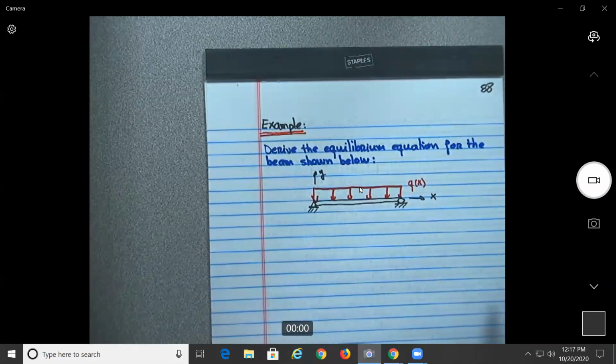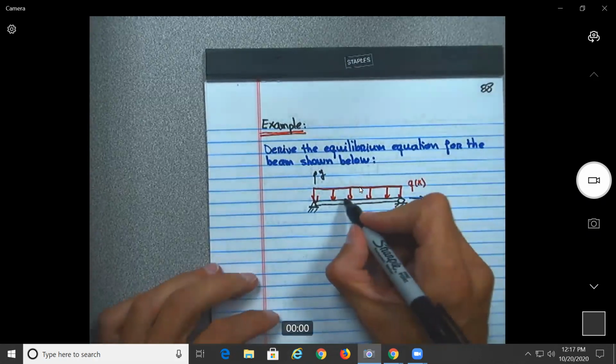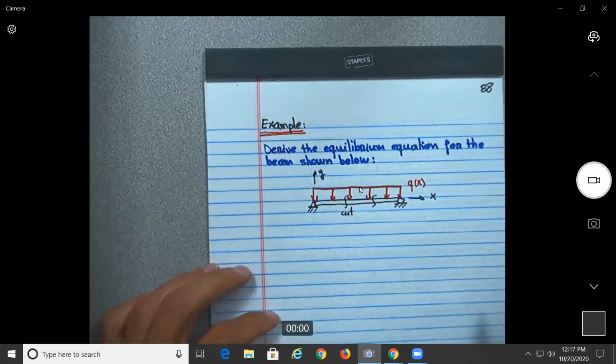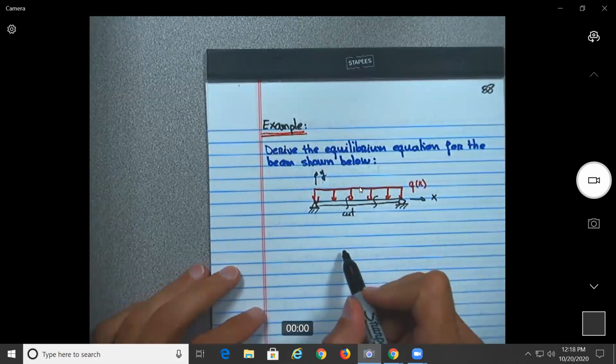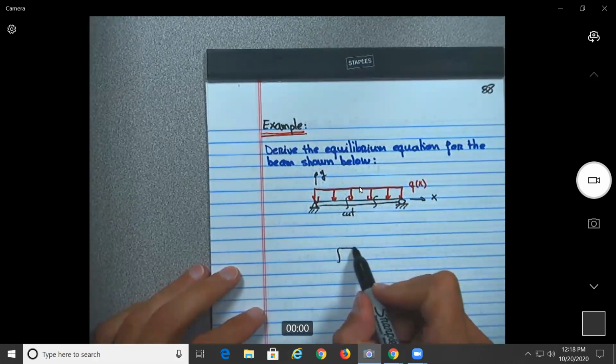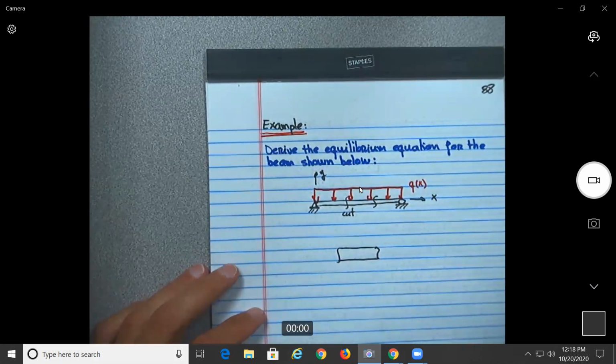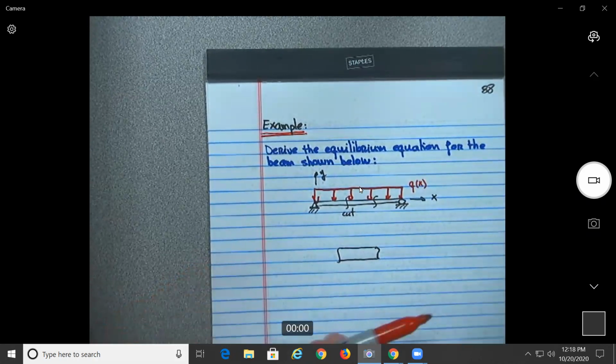What do we need to do? We need to make a cut, no? So let's say we make a cut here and a cut here. So we cut it. And now we're going to have this piece over here. We're still going to have the distributed load.